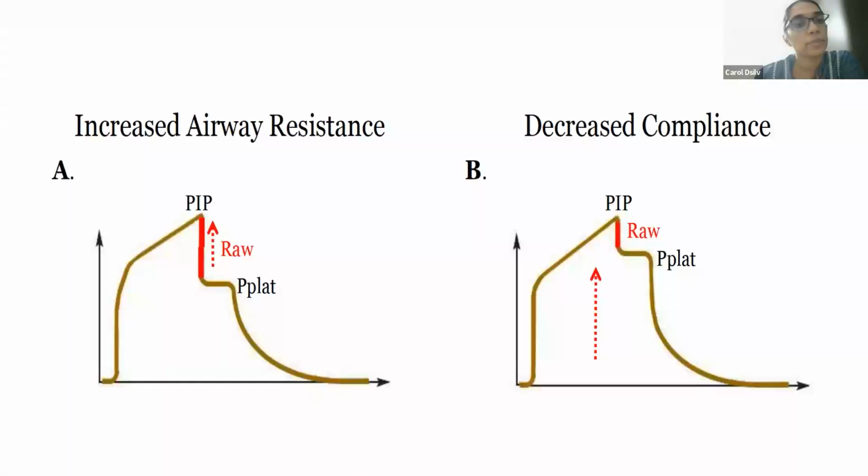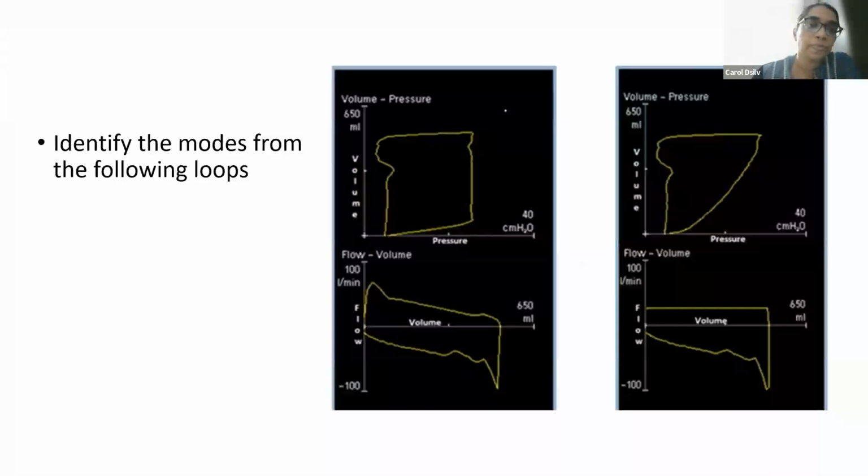Why the peak inspiratory pressure goes up in resistance, and why there's a change in both peak inspiratory as well as plateau pressures, and decreased compliance or increased elastance. Okay, so can somebody tell me what are these loops before we identify the modes?